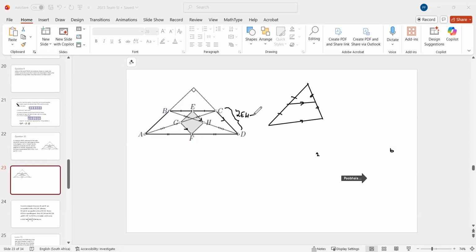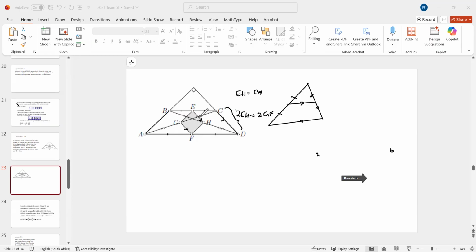So this length here, this is the third side, it's equal to twice GF if you look at this triangle. But if you look at this triangle here, the same side is equal to twice EH. So from here, you can conclude that EH is actually equal to GF. So this line here is equal to this, but it's also parallel, because both these lines are parallel to this line here. So it means that they must be parallel to each other.